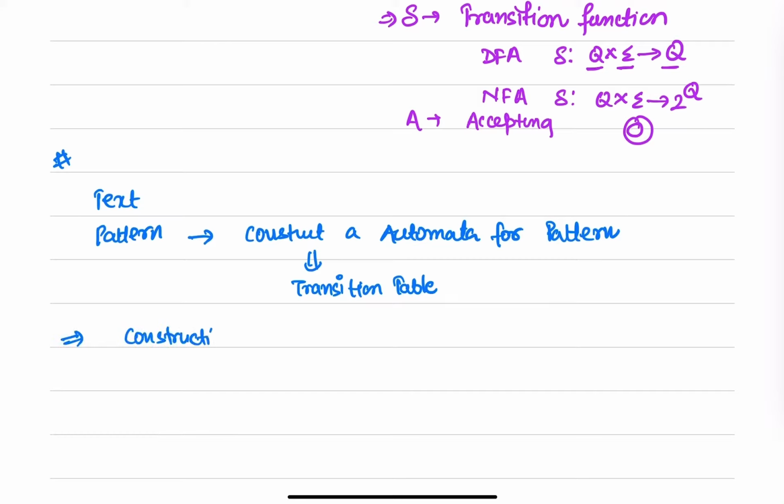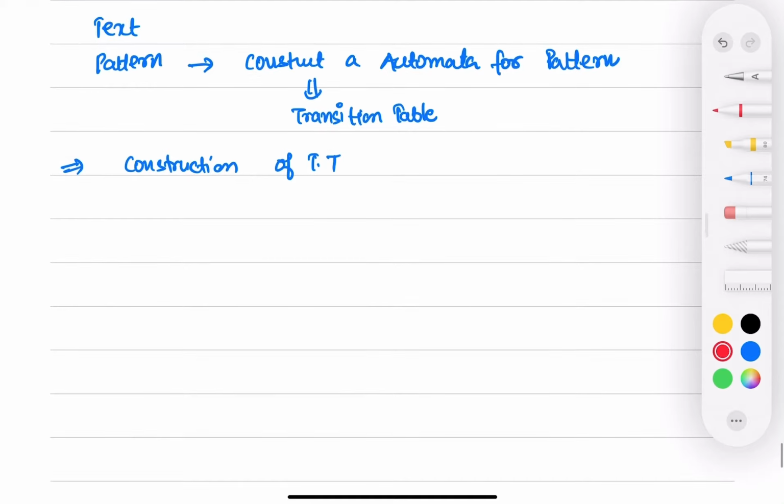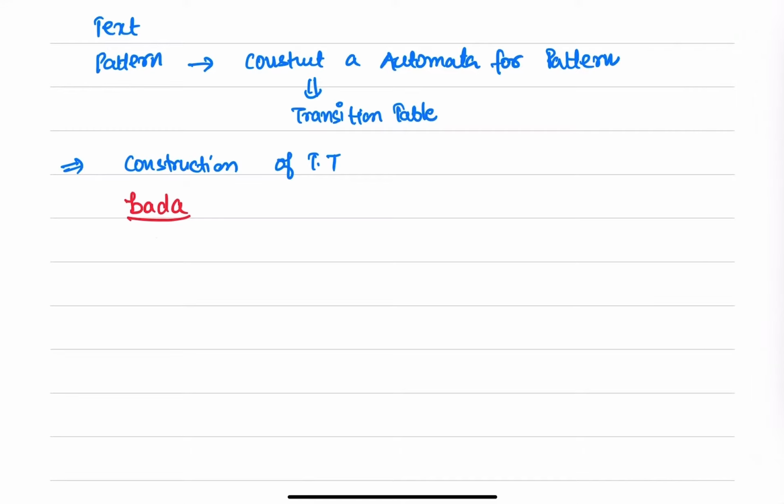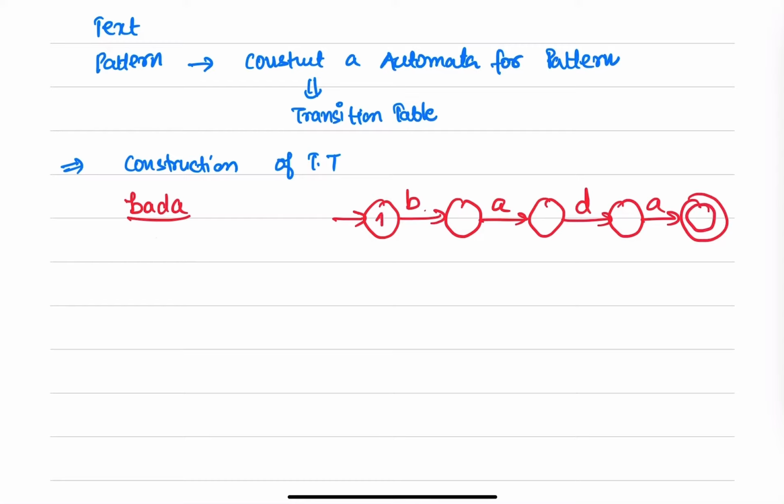Construction of transition table. It's very easy. For example, I have to construct a transition table for a pattern BADA, let's say. What I'll do first is make a rough automata like this, which is taking BADA only, that is B, A, D, A. So this is the initial state, let's say 0, then 1, 2, 3 and 4 states. So I have constructed an automata which is accepting BADA.